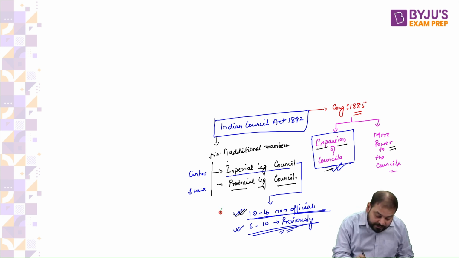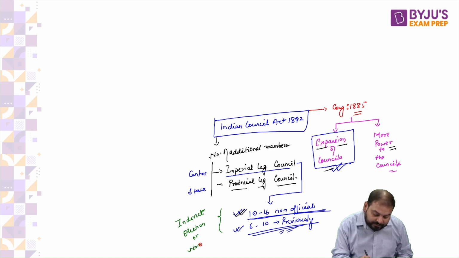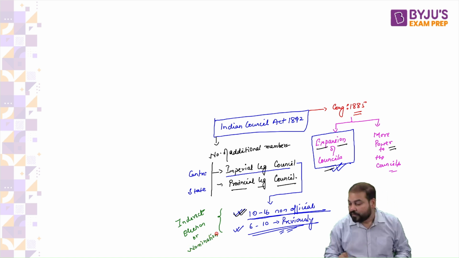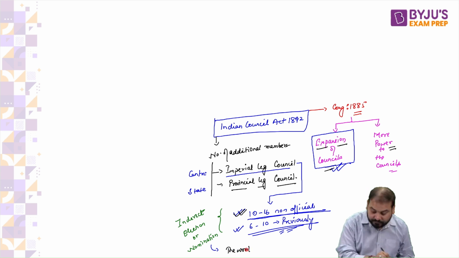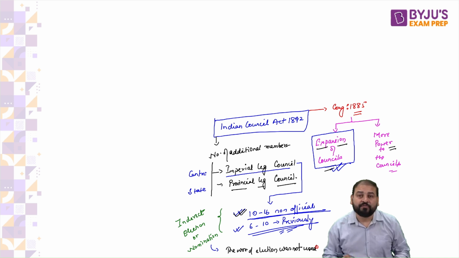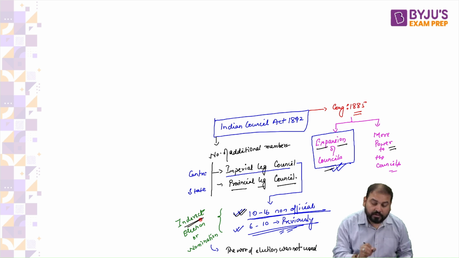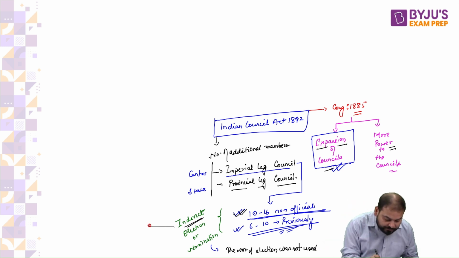Now, so here, this was mostly again either indirect election or still nomination. Remember, everyone, the word election was not used. The word election was not used. Here, indirect election, how was it done? Nobody has to remember it, but let me show you guys.